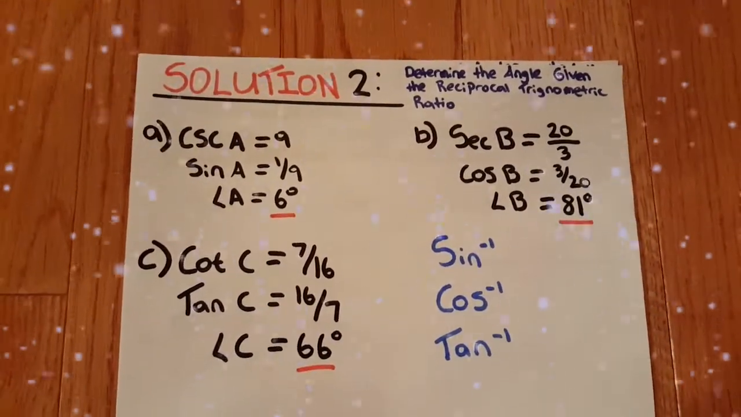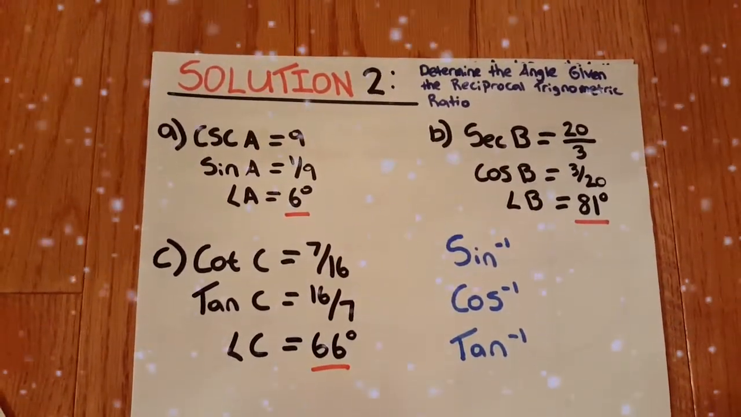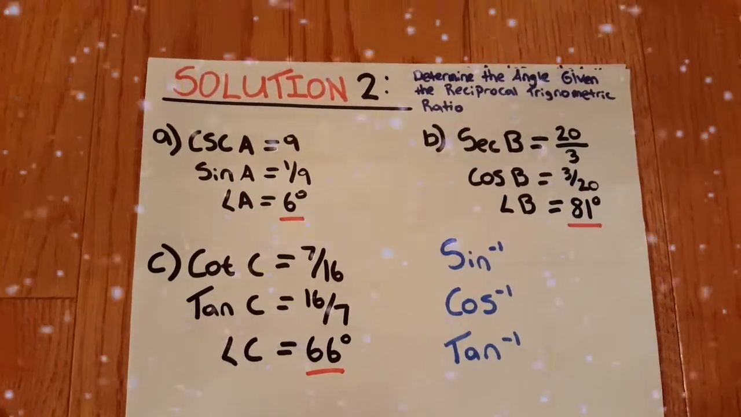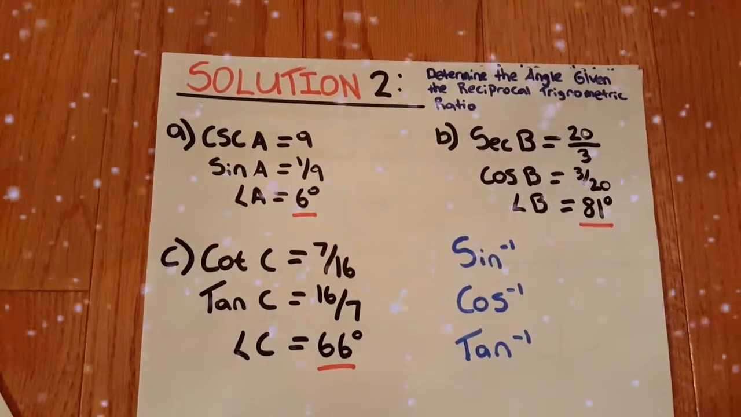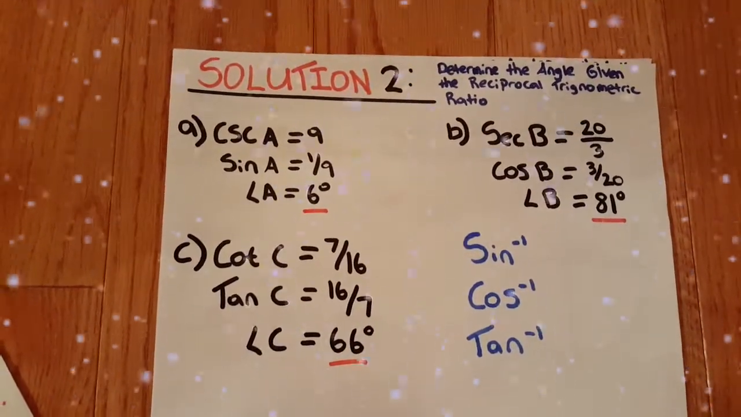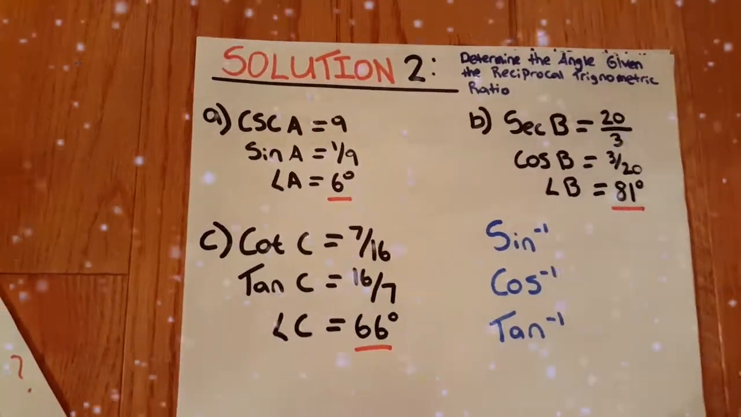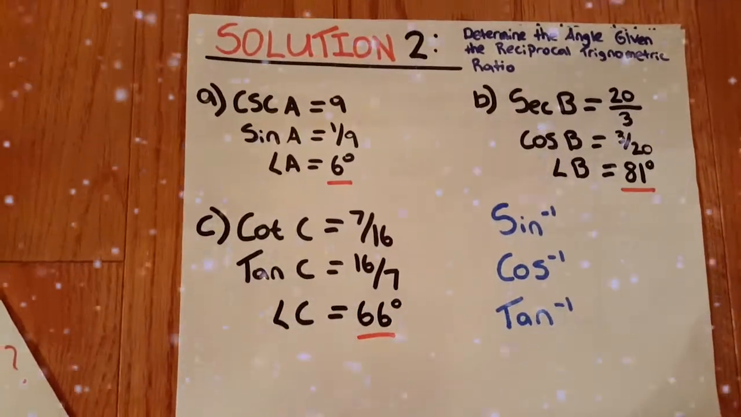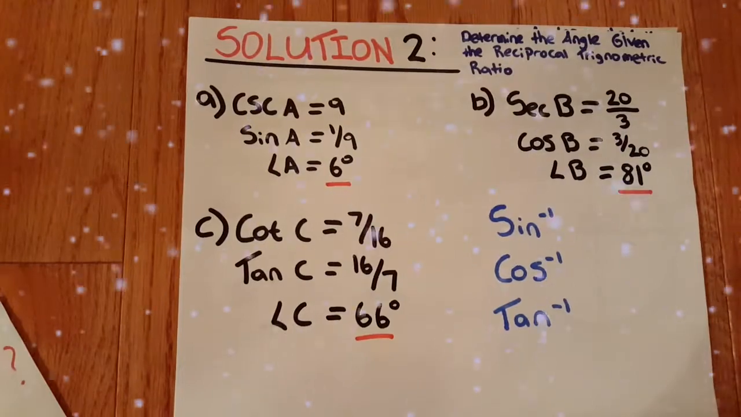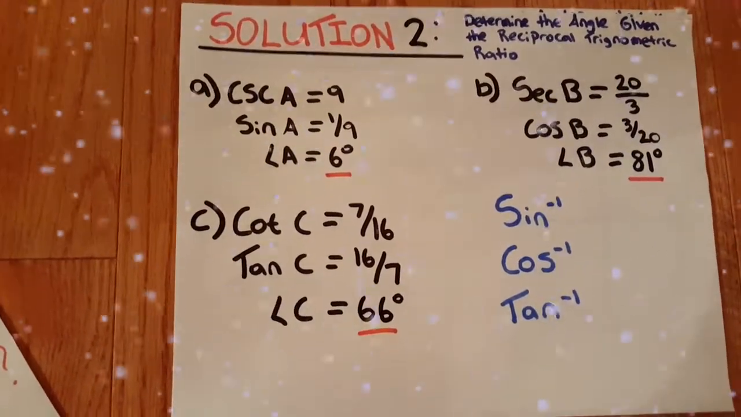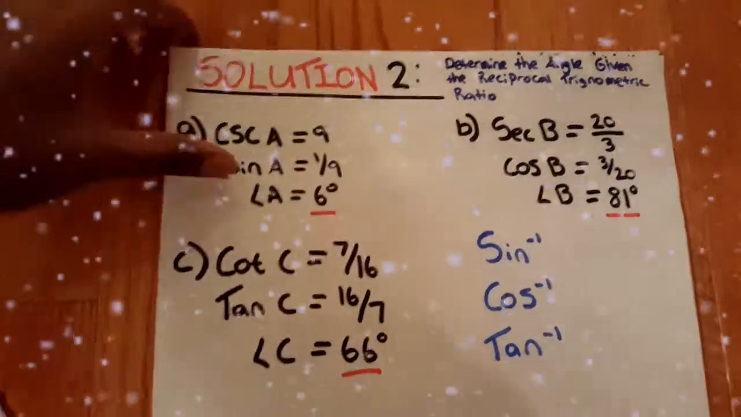Let's go to B. Secant B is equal to 20 over 3. Cos B is equal to 3 over 20, which is the reciprocal. Angle B is equal to 81 degrees. Remember, cos inverse of 3 over 20 gives you 81 degrees. All these inverses, sine inverse, cos inverse, and tan inverse, give you the degree for what you want to find out. Cotangent C is equal to 7 over 16. Tan C is equal to 16 over 7 due to reciprocal. And angle C is equal to 66 degrees if you put tan inverse of 16 over 7 on your calculator.